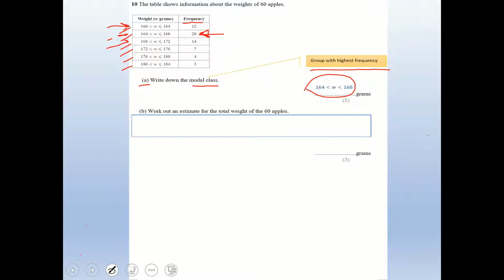So for the first group, the midpoint or average weight equals (160 plus 164) divided by 2, which is 162. Multiply it by its frequency, which is 12, to get the estimated weight of this group: 1944. We'll do the same thing for the rest of the groups. Moving to the second one, the average weight is (164 plus 168) divided by 2, multiplied by the frequency, which is 20. The third group, the average weight is (168 plus 172) divided by 2, by the frequency, which is 14.